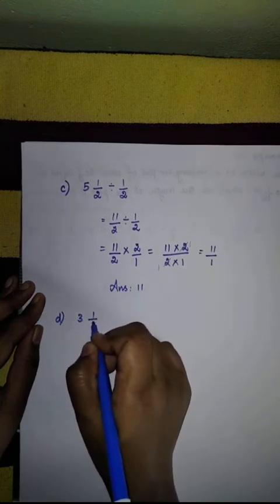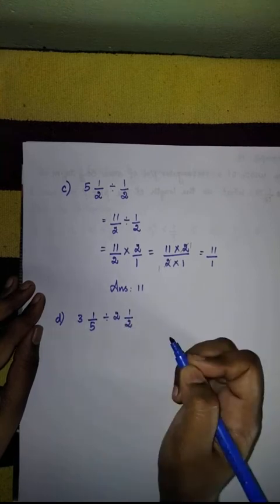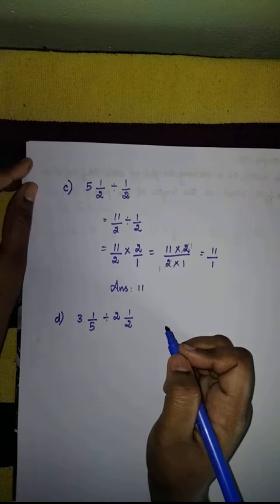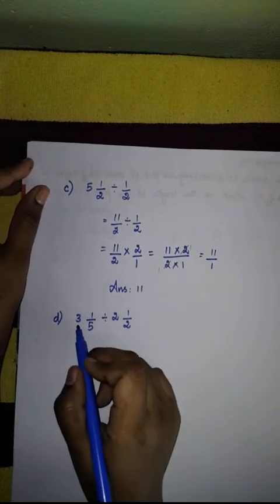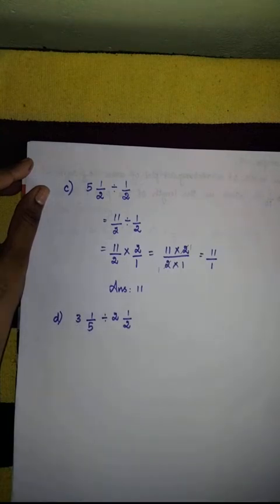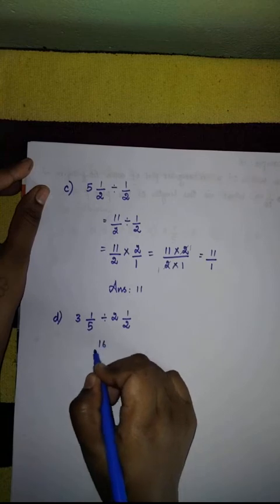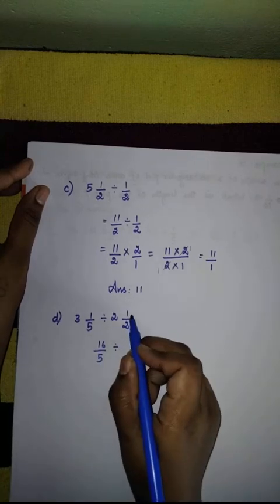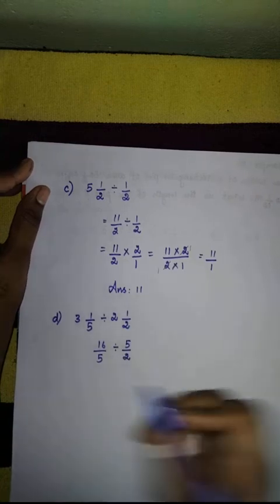Next, the last question. 3 1 by 5 divided by 2 1 by 2. First convert the mixed fractions into improper fractions. 5 3s are 15, 15 plus 1, 16 by 5, divided by 2 2s are 4, 4 plus 1, 5 by 2.